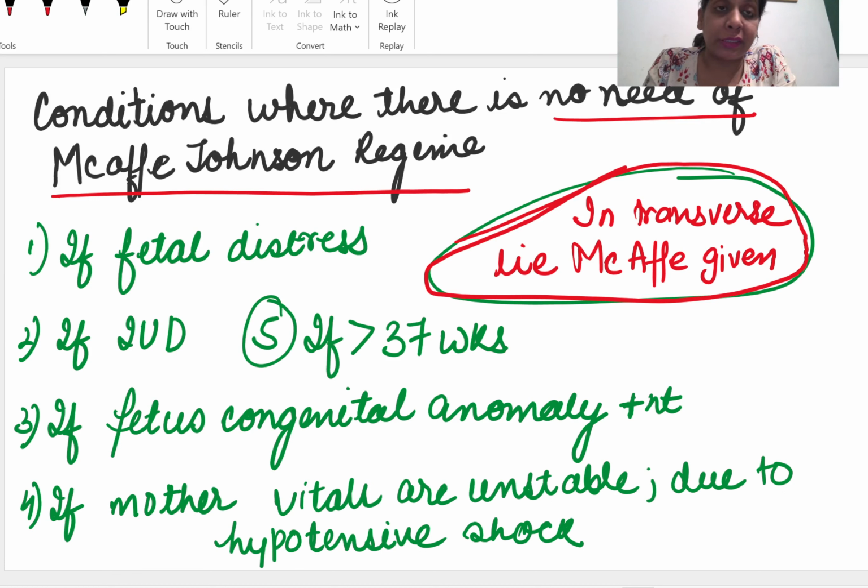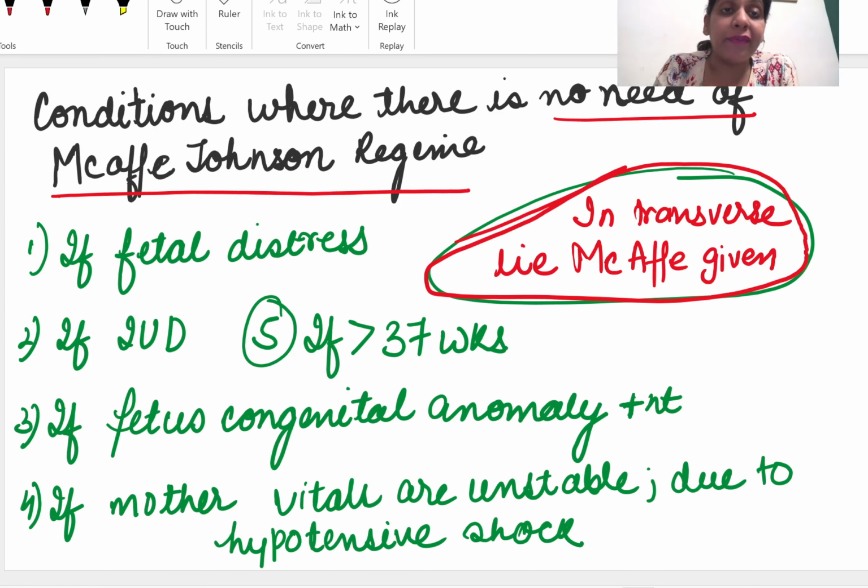Okay, so now there are some conditions where we don't have to do this conservative management or McAfee Johnson regime. If the fetus is in distress, so why were we doing conservative management? So that we can get the time for the fetus to mature, because the period of gestation was less than 37 weeks. But if the fetus is in distress, it means the fetus will expire, right? So no need to do conservative management if the fetus is in distress. It means that you have to do cesarean. And if it is IUD, intrauterine death, then again no need, because we were extending the time for the fetus. If it is IUD, then no advantage. If the fetus is having a congenital anomaly, then again there is no advantage to increase the time.